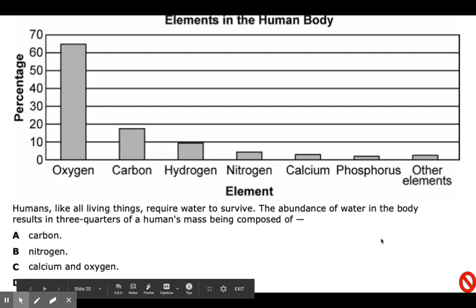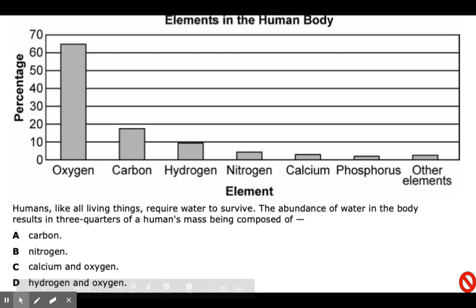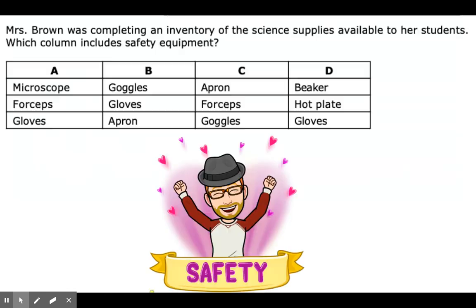And then D, why does it keep getting covered up? D says calcium and it says oxygen and hydrogen, sorry. So that's 65 plus 10 is 75. So that's why D is the right answer.